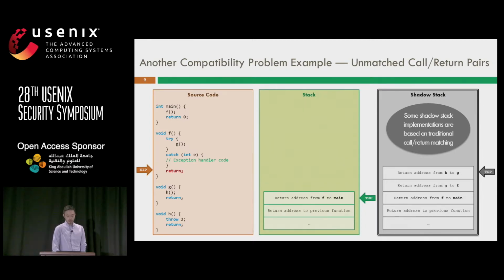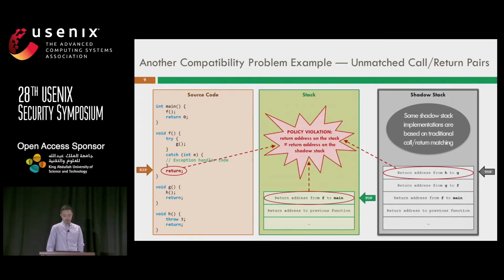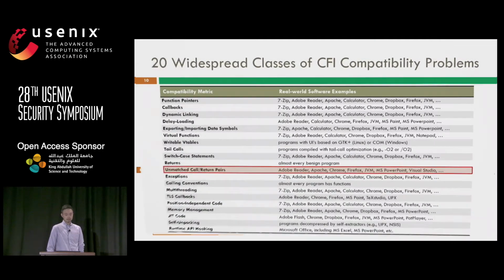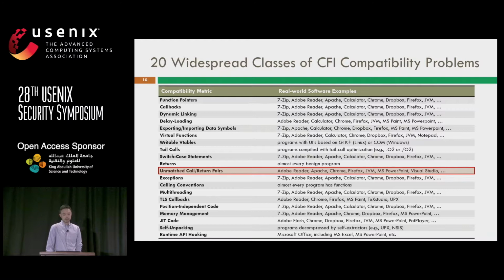So we call this problem unmatched call return pairs. And here, when the return instruction from f to main is executed, the return guard code checks whether the return address on the shadow stack is equal to the one on the regular call stack. And then this benign program aborts with a policy violation. Now we look back to this table. And yes, all these software products have that problem, including PDF Reader, Apache Web Server, Microsoft Office, web browsers. So they all break when you try to implement CFI in this way.